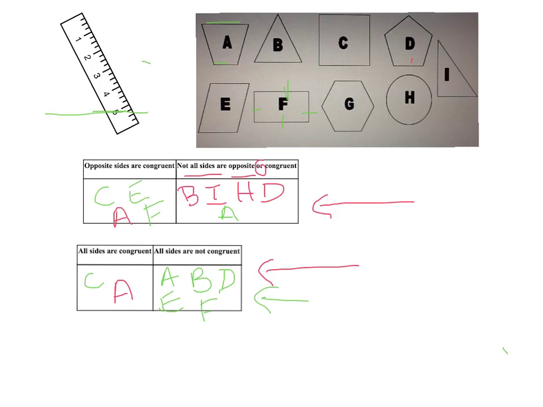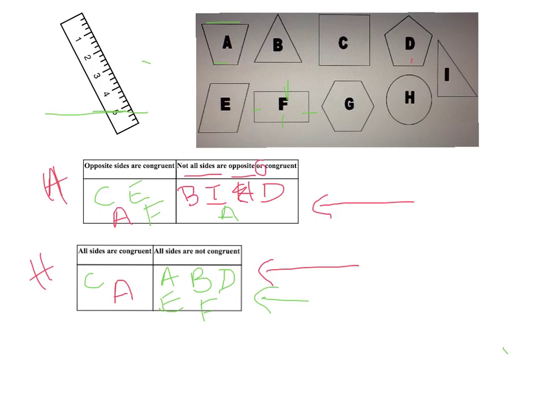Nice. H is not going to fit because there's no sides, so I'm not even going to put that over there. I'm going to throw H over here. Really, I guess we should have taken H and put it on the side over here too because it doesn't even have sides, but I guess that's okay.